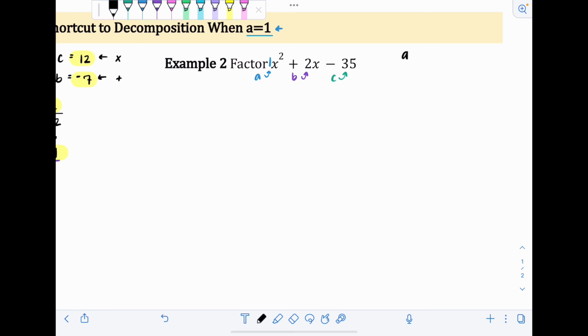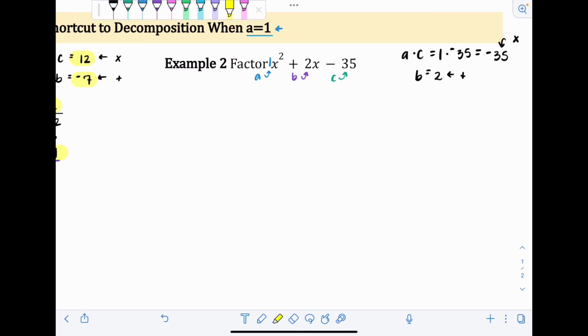So we usually take A times C, but in this case A is 1, so it'd just be 1 times -35. So you can really just say C equals -35, because since A is 1 in this case, we don't really need the A there. It doesn't change anything when we multiply. So that's equal to -35, and then B is 2. So I would need numbers that multiply to -35 and add up to 2.